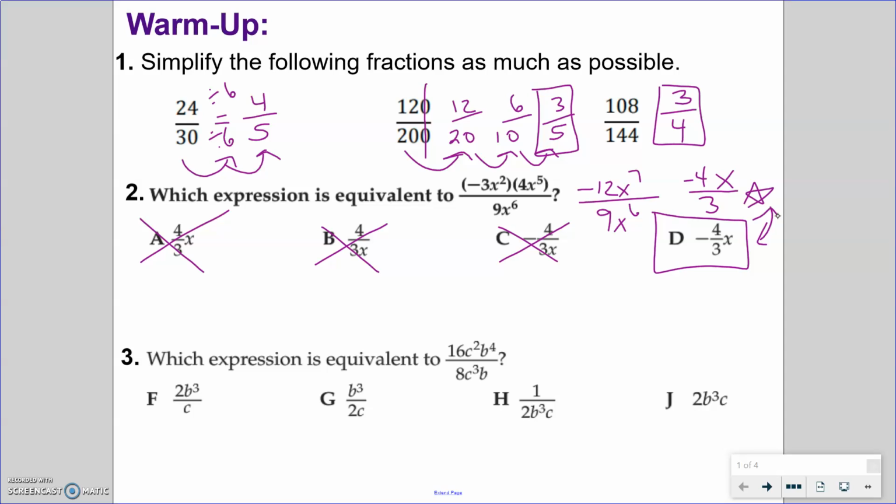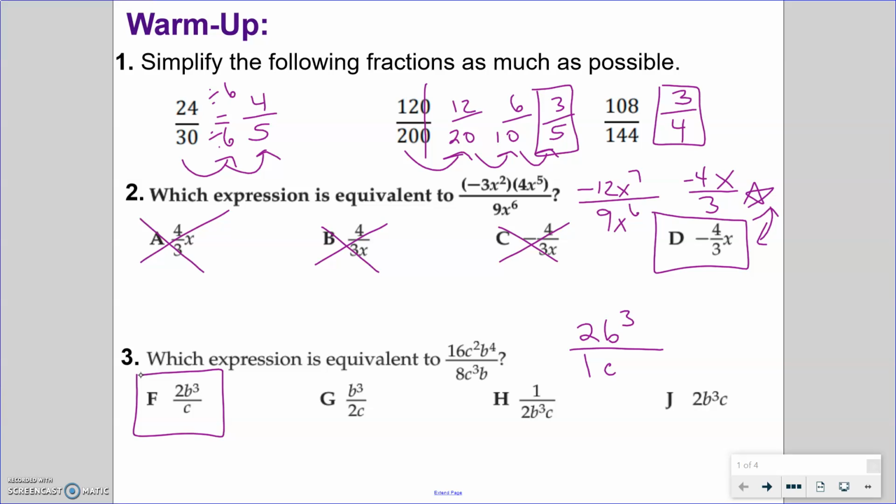All right, last one, number 3. 16 over 8 reduces to a nice neat 2, so there's just a 2 on the top. If you want to put a 1 on the bottom as a placeholder, you can. If there's 2 C's on top and 3 C's on bottom, 2 of them will cancel, so there'll be 1 C left over in the bottom. And if there's 4 B's on top and 1 B on the bottom, 1 B will cancel, so there's 3 B's left on the top. So the one that matches the most is letter F right here.